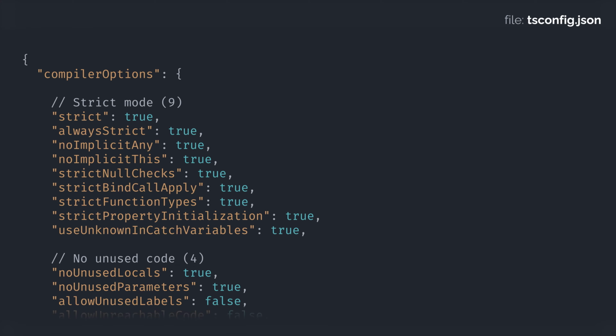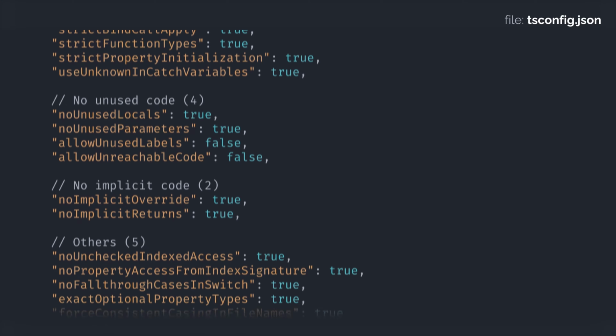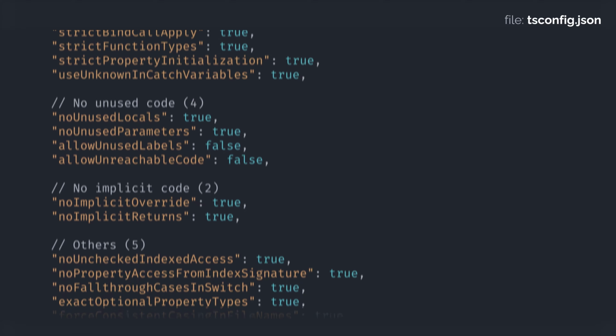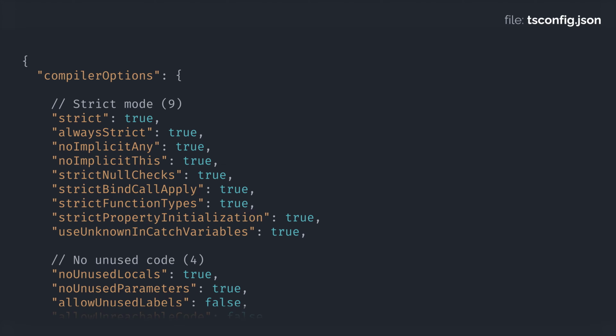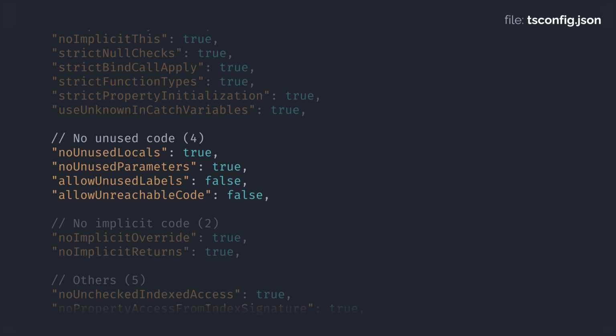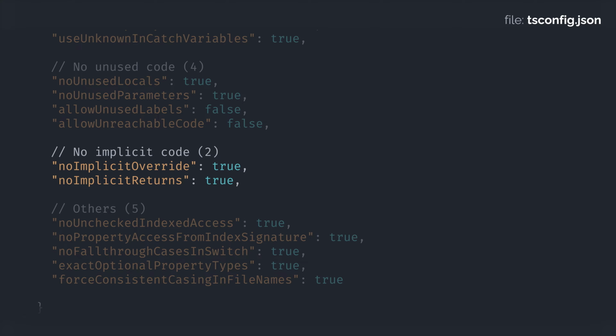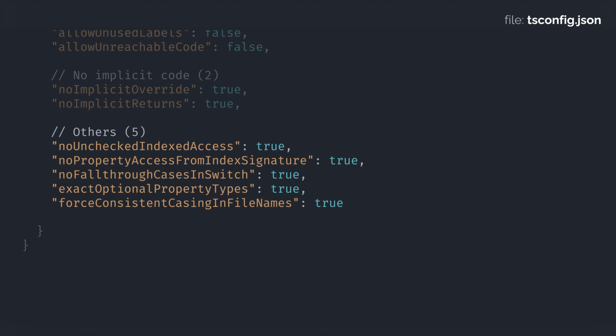These are the 20 TypeScript compiler options that we recommend. We group them into 4 categories: strict mode, no unused code, no implicit code, and others.